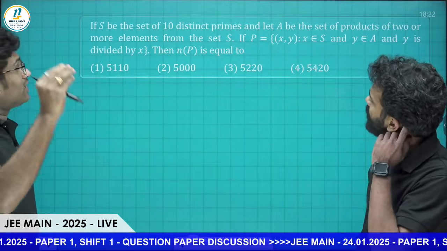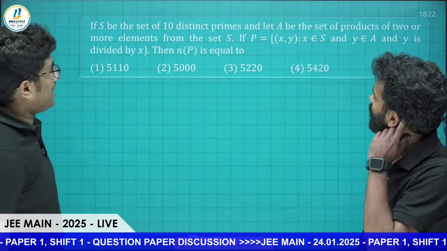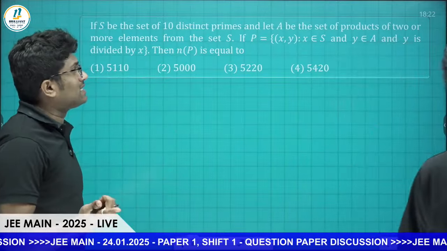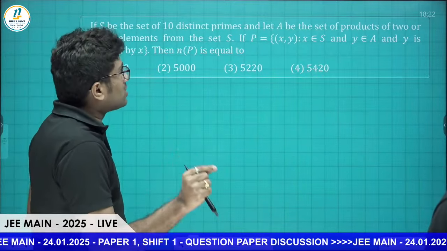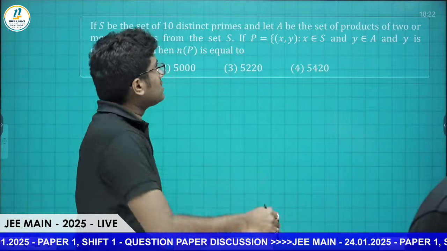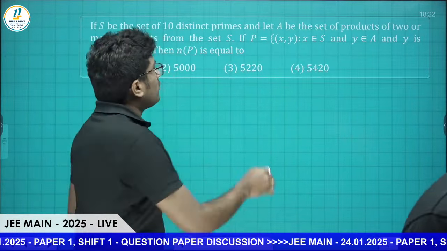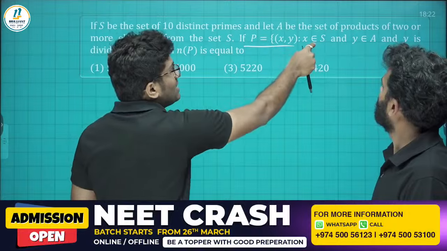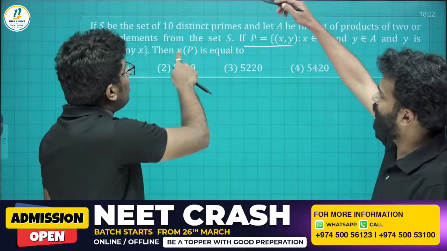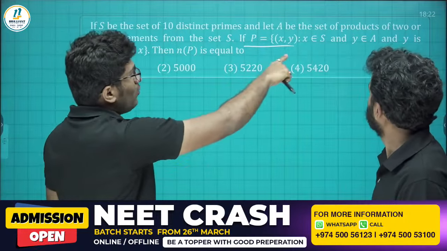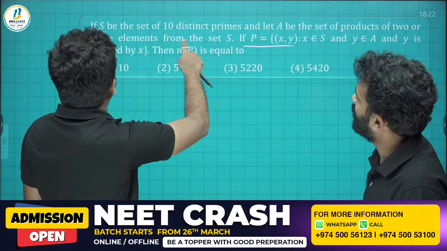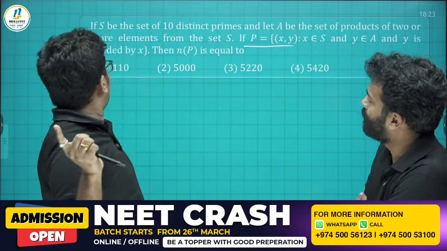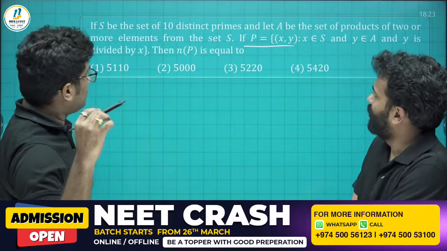Let S be a set of 10 distinct primes, and A be the set of products of two or more elements from the set S. So if P is the set of ordered pairs (x, y) such that x belongs to S and y belongs to A, first understand what P is, friends. P is the set of all ordered pairs (x, y) such that x belongs to S, where S is a set of 10 distinct primes, and y belongs to A, where y is divisible by x.